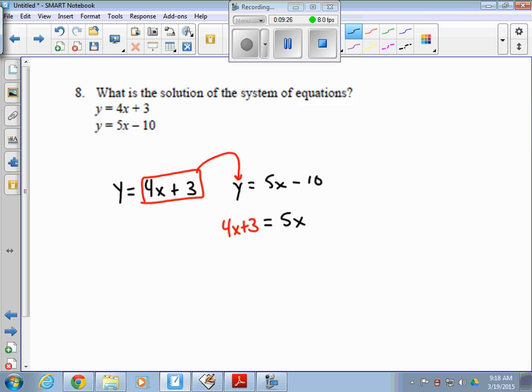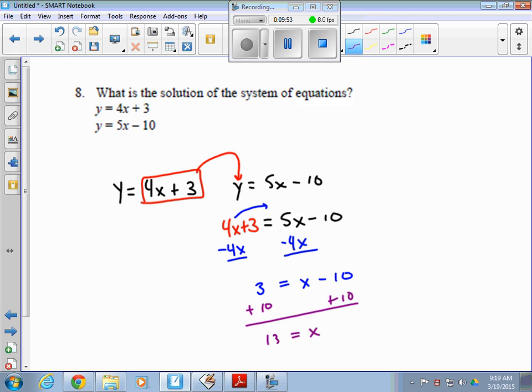Equals 5x minus 10. You have x's on both sides, so bring the smaller 4x over to the larger 5x side by subtracting it. If you subtract it on the left, do so on the right. 5x minus 4x is 1x. You still have minus 10. You still have equals 3 on the left side. Undo minus 10 by adding it to both sides. And 3 plus 10 is 13. So x's value is 13.